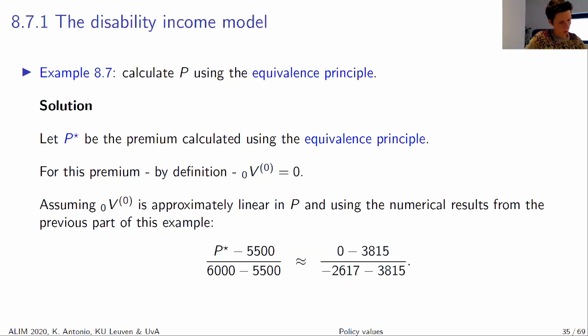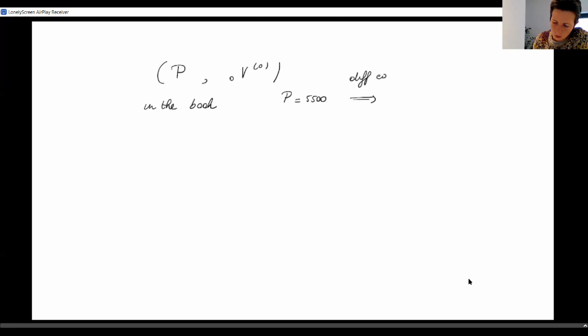Let me check the time. So maybe I can write down one extra word about this part B of the example, just to make sure that we understand this correctly. So we are able to calculate the policy values, and if you read in the book, then essentially what we do is we get a premium P, and we get the corresponding policy value for a policyholder in state zero at time zero. And in the book, they give us two values of P. They say, what if P is 5,500? Then we can use our differential equation and our Euler scheme and come up with the corresponding value for V at time zero, and that turns out to be 3,850.